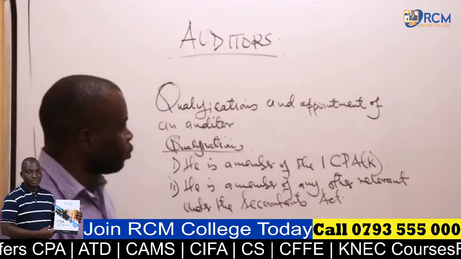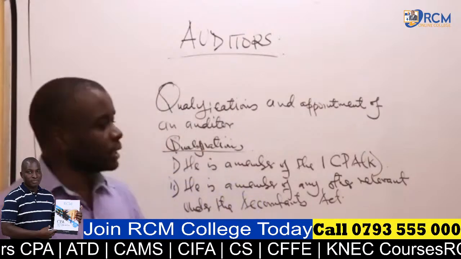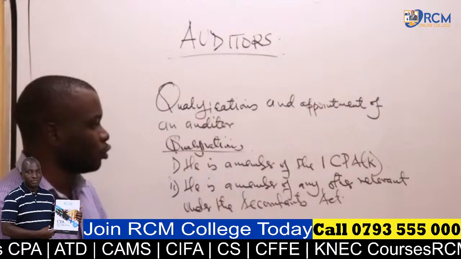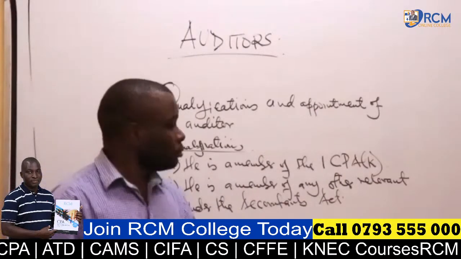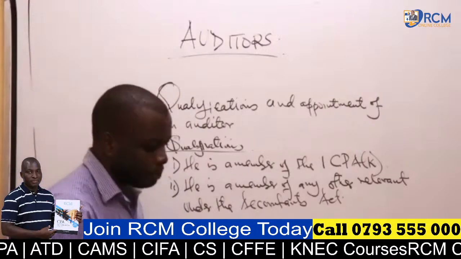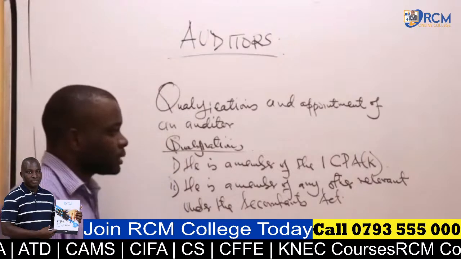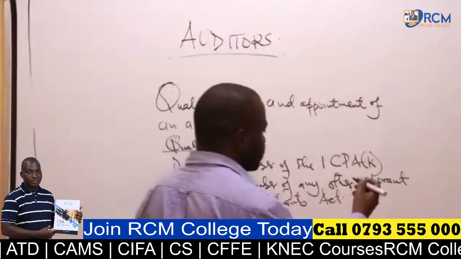So these are the key qualifications that are required of an auditor of a company. Now, the appointment: this is how the appointment will actually happen. These are the key parties that will be able to appoint an auditor in the company. You have just two key parties.